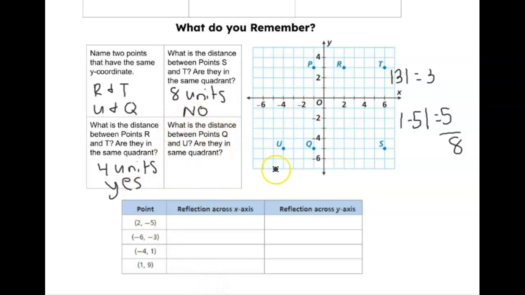And our last question that goes along with this, what is the distance between Q and U? Q and U are right here. We have 1, 2, 3 units. Are they in the same quadrant? Yes.